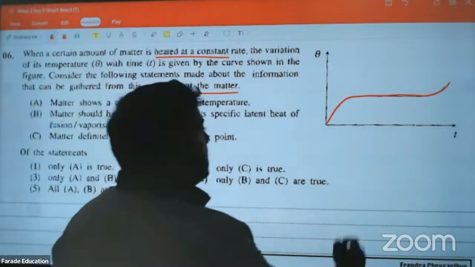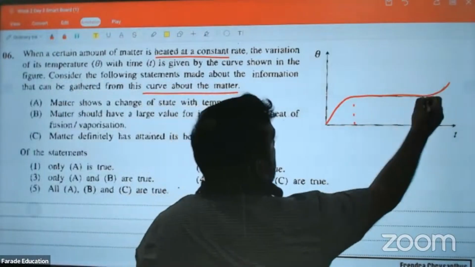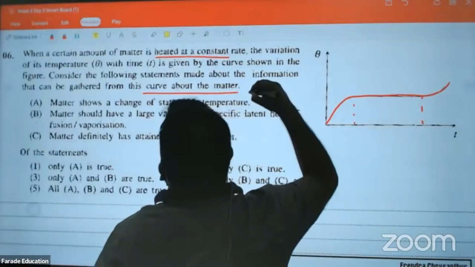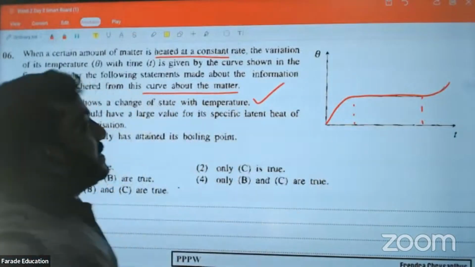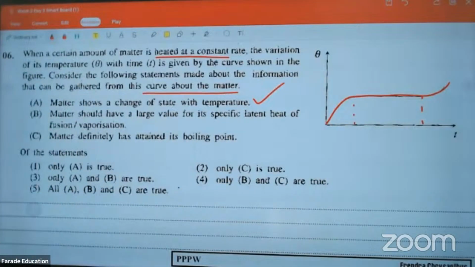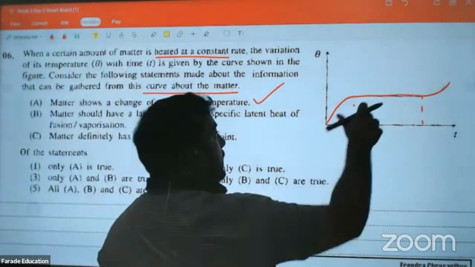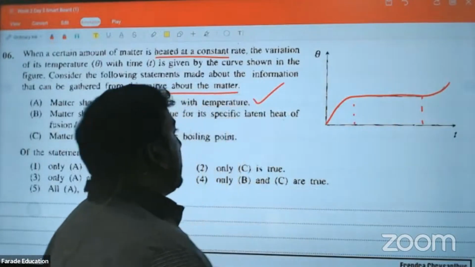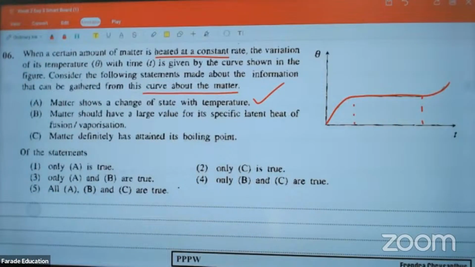Now, why is the temperature not changing here? Temperature is not changing there because phase change is taking place. Statement A is correct, right there. There is no temperature change in the middle part of the graph because there is a phase change.